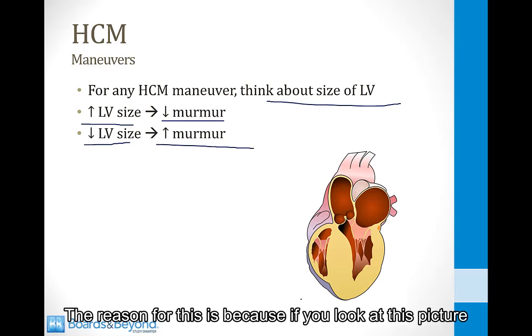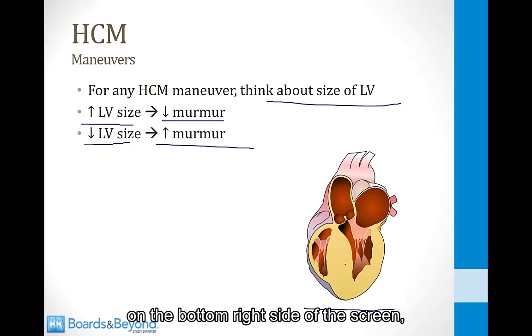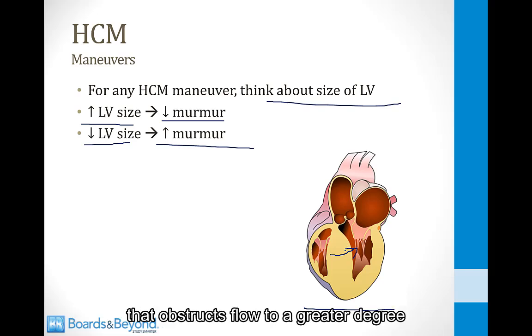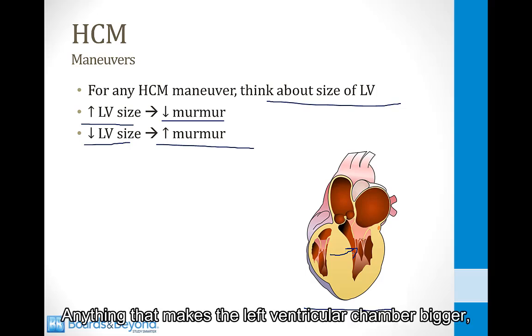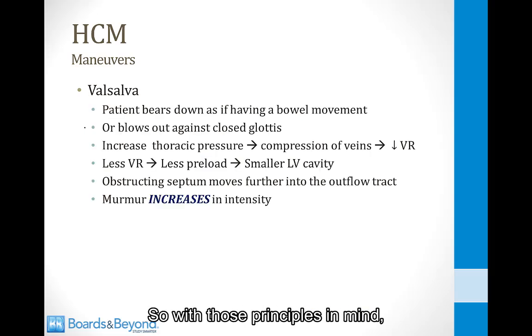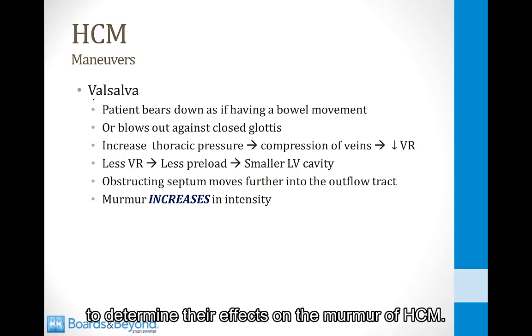The reason for this is because if you look at this picture on the bottom right side of the screen, anytime the LV cavity shrinks, it pulls this thickened myocardium further into the LVOT. That obstructs flow to a greater degree and makes the murmur louder. Anything that makes the left ventricular chamber bigger will push this myocardium out of the way and allow blood to flow more easily, and that will diminish the murmur. So with those principles in mind, let's talk about specific maneuvers you can perform on physical exam to determine their effects on the murmur of HCM.